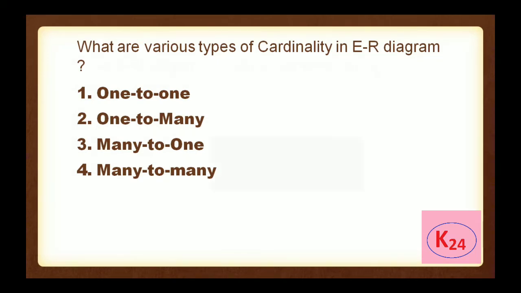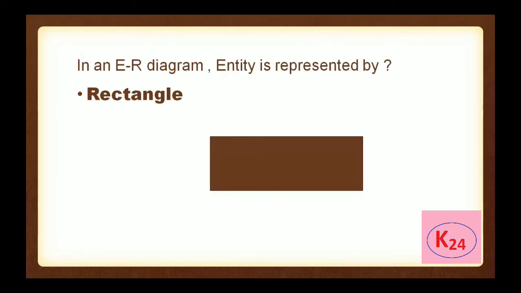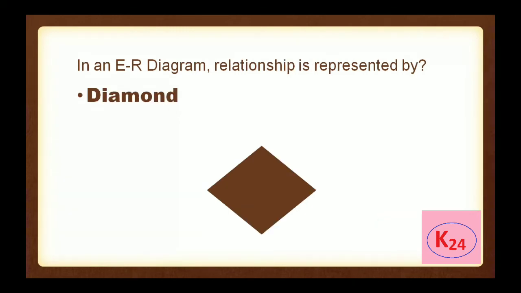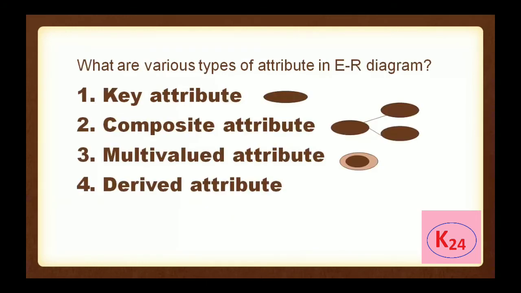Now in ER diagram, every entity is represented by the rectangle box, and attribute is represented by the ellipse or oval shape, and relationship is represented by diamond box. And now the next is, what are the various types of attributes in ER diagram? So we have four attributes: key attribute, composite attribute, multi-valued attribute and derived attribute.